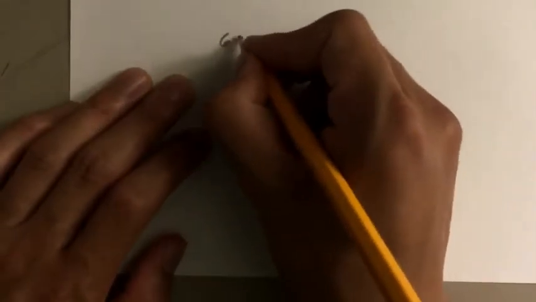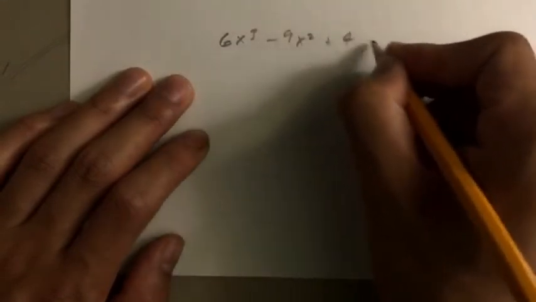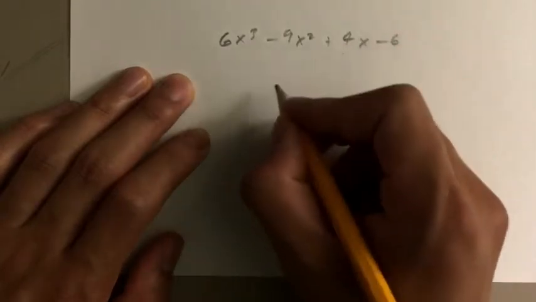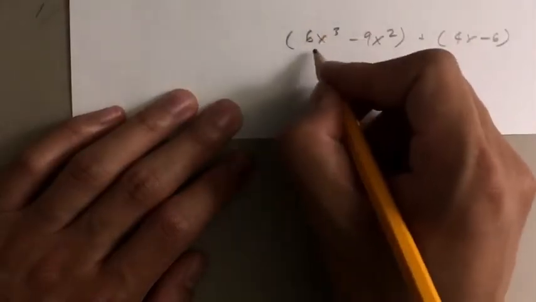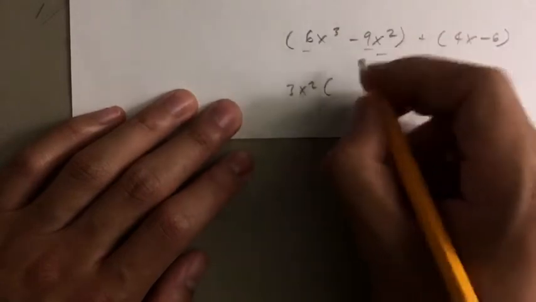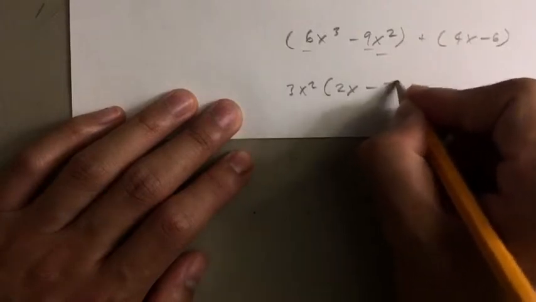So this is how you factor by grouping. 6x cubed minus 9x squared. This is our example. Plus 4x minus 6. So how do we factor this? Well, all we gotta do is separate this into two groups. And then we're gonna just factor out a 3 here and an x squared. So we got 3x squared times 2x minus 3.